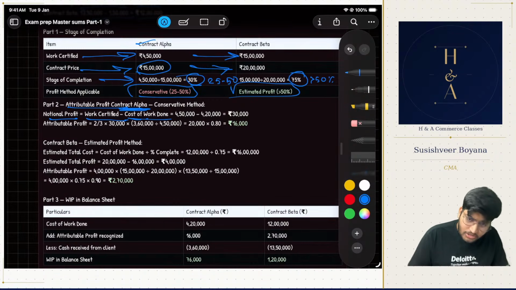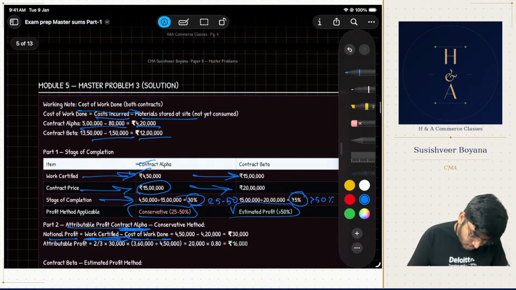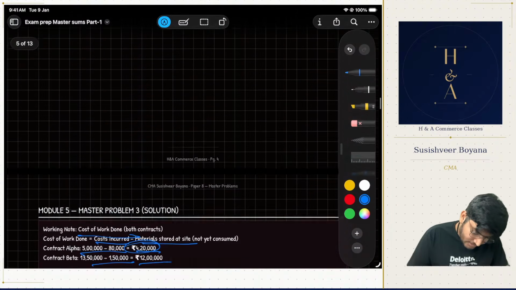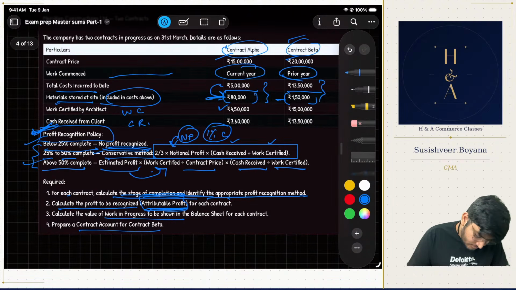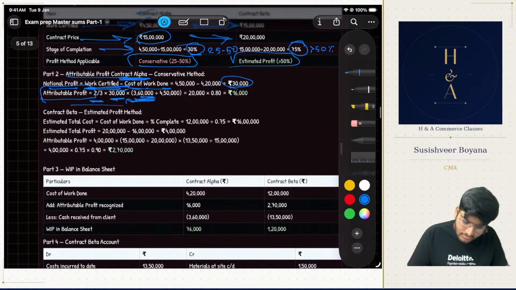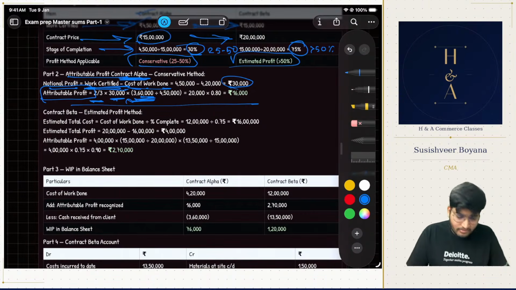Notional profit is work certified minus cost of work done. We already know that work certified is 4 lakh 50. So what is the cost of work done? Cost of work done for alpha is 4 lakh 20. That means 30,000, right? So attributable profit is two-thirds of 30,000 into 3 lakh 60, that is cash received, divided by 4 lakh 50. Is the cash received 3 lakh 60? Cash received from client, 3 lakh 60. There we go. See, the question is going to be easy. You just have to break it down.